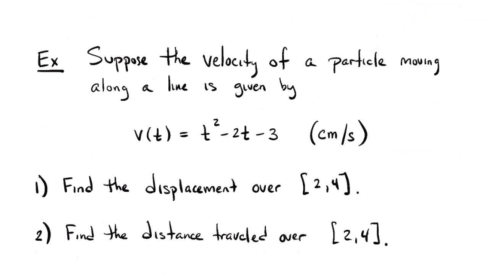So suppose that we have a particle moving along a line, and we are given that its velocity function is that quadratic polynomial. We're measuring distance in centimeters and time in seconds. So v of t is t squared minus 2t minus 3, the instantaneous velocity in centimeters per second. And I want to do two things. I want to find the displacement over the interval from 2 to 4, and I want to find the distance traveled over the interval from 2 to 4.